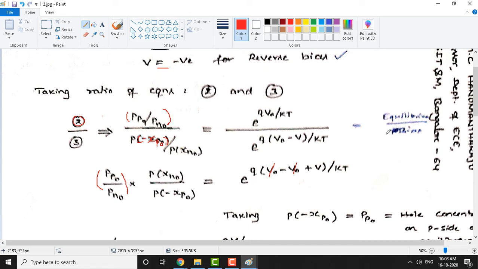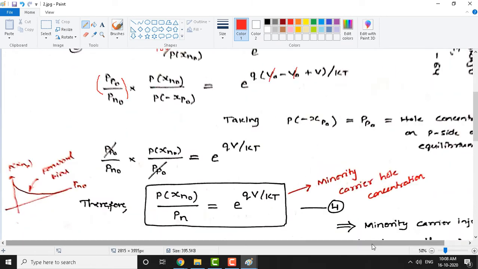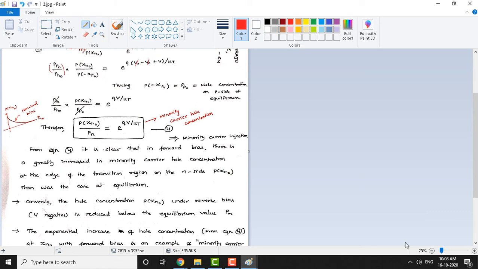So this shows equilibrium to the bias here. So the numerator term here is the equilibrium condition, the ratio of hole concentration on the p side and the n side. The denominator gives you the under bias conditions here. Okay, that's the only difference you get. Okay, so now let us look at this.